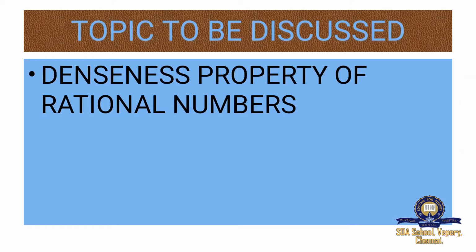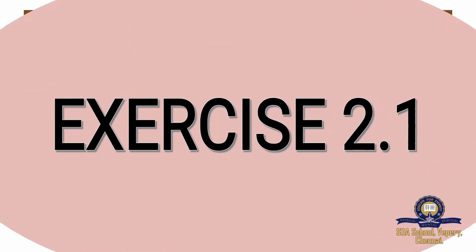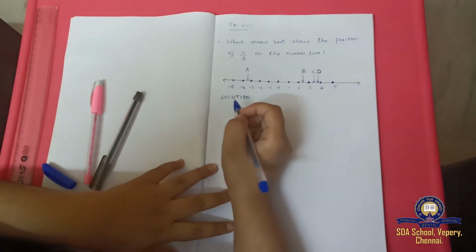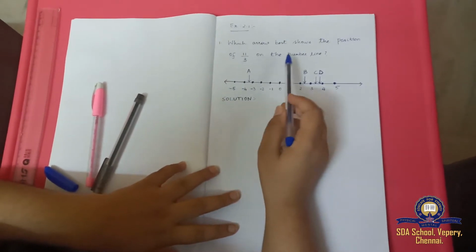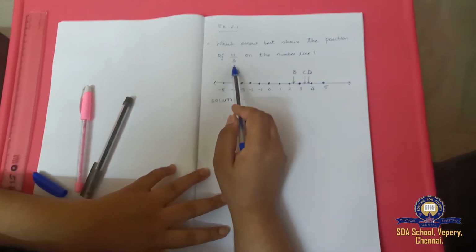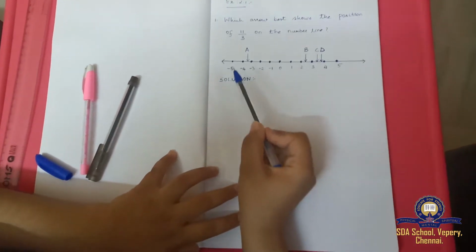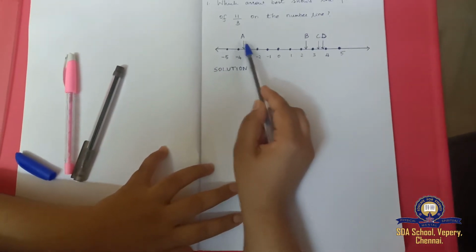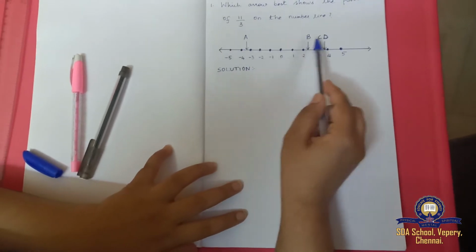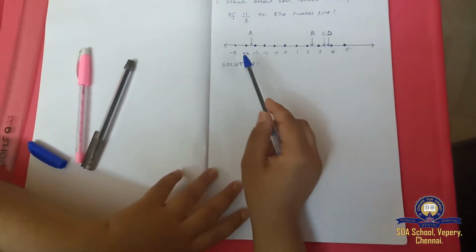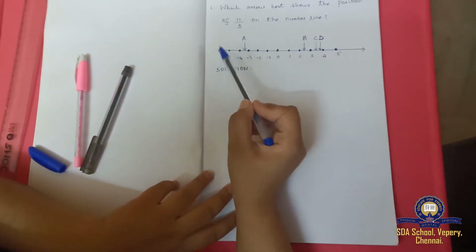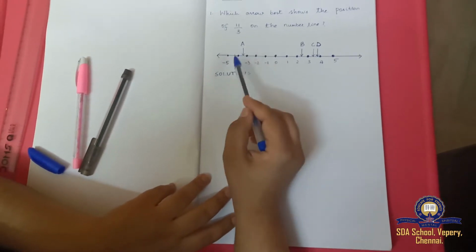In today's class, we will be discussing the denseness property of rational numbers. Now let's move on to exercise 2.1. Question number 1. Which arrow best shows the position of 11 by 3 on the number line? So this is the number line given to us. If you see carefully, there are 4 points, A, B, C and D, marked on the number line. Now they are asking which position of 11 by 3 is best over here.